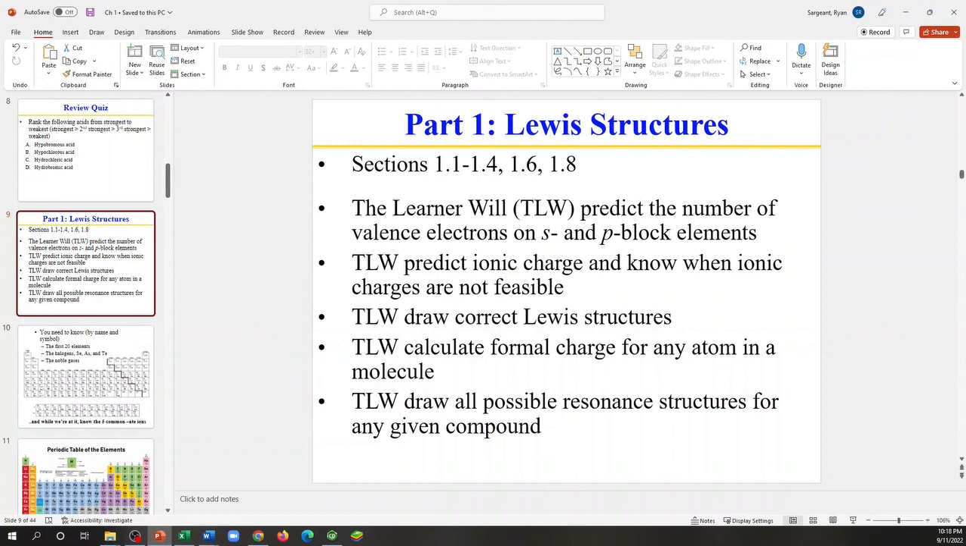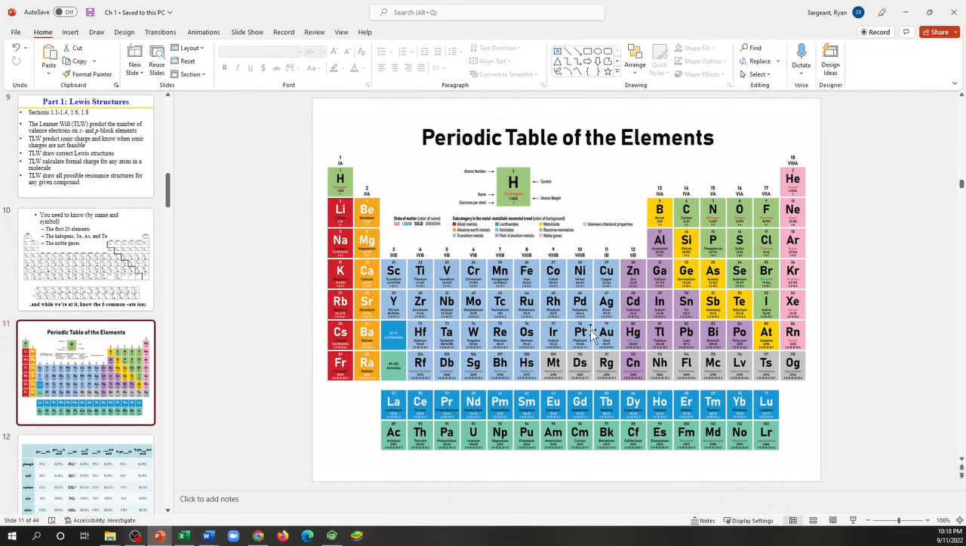We will predict ionic charge and know when ionic charges are not feasible. We didn't actually do that, so let's take a look at that right now. Ionic charge is how many electrons an atom has to gain or lose to be like the nearest noble gas. So fluorine, in order to be like neon, has to pick up 1 electron to become like the nearest noble gas. If you pick up an electron, you become a negative charge.